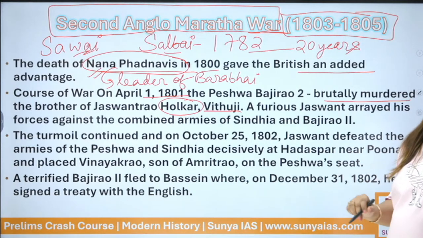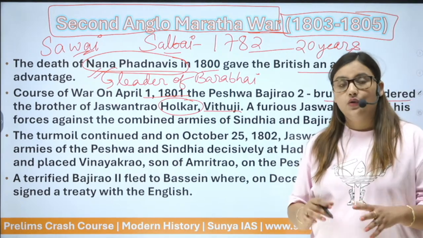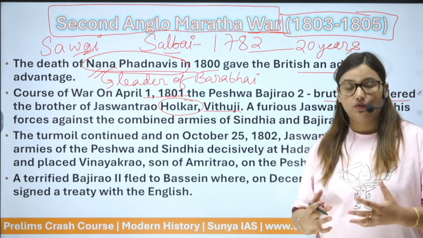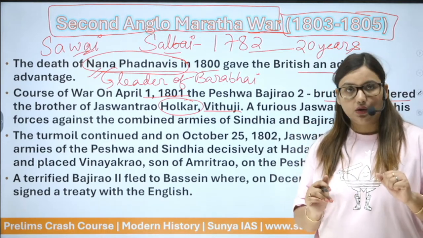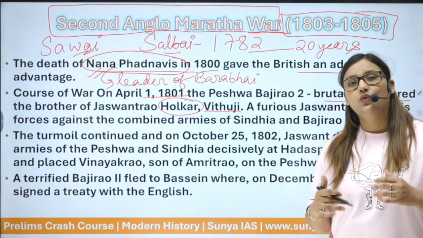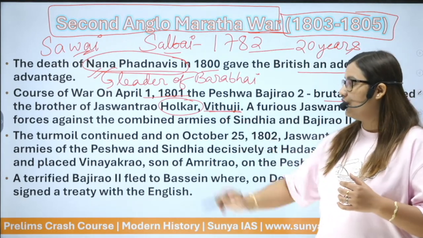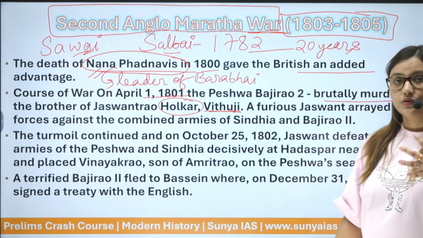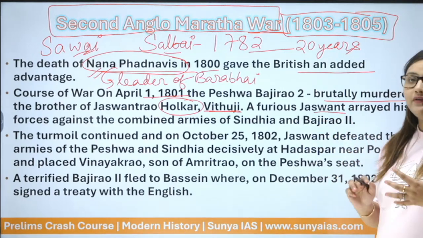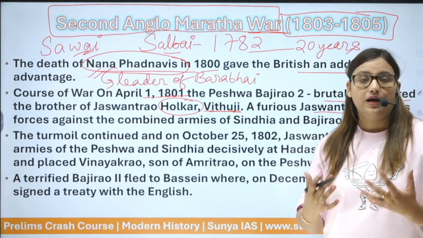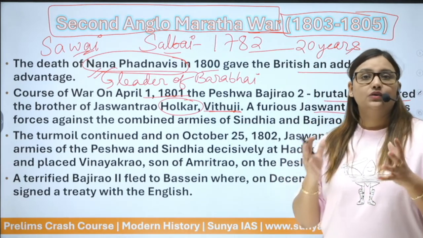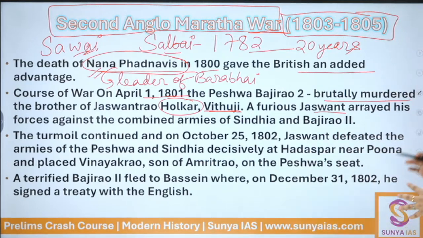So what is happening is that Jaswant Rao Holkar, who was the chief from Indore, was very, very powerful, and was in clash against Baji Rao II, the Peshwa. So Baji Rao II killed Vitthuji, brother of Jaswant Rao Holkar. So that's why Jaswant Rao Holkar was very, very upset. He was furious and he wanted to have a war against the Peshwa. So Jaswant Rao Holkar started having a battle against the Peshwa.